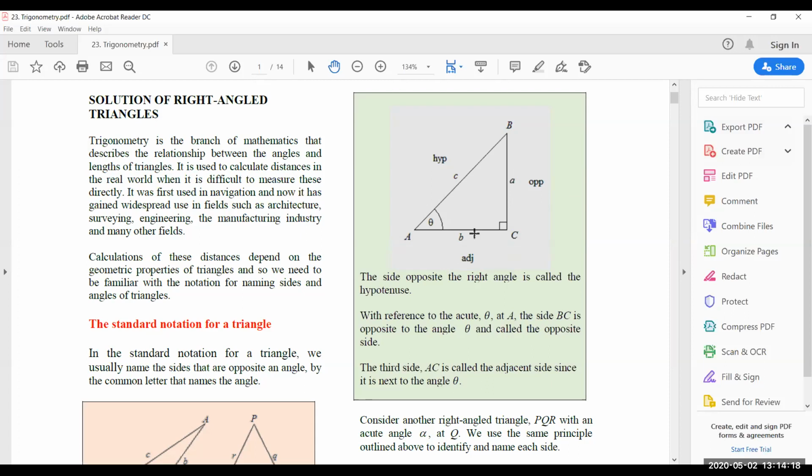Once you have identified the hypotenuse and the opposite, the remaining side is called the adjacent side. So the third side, AC, is called the adjacent side, and it is always next to the angle theta.